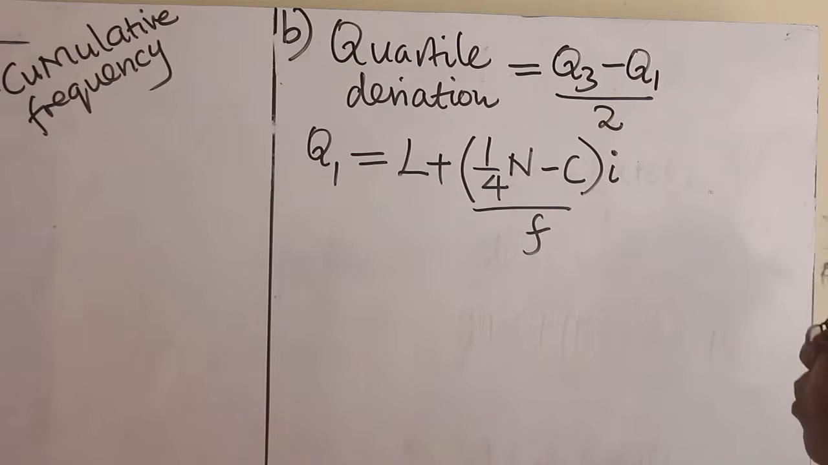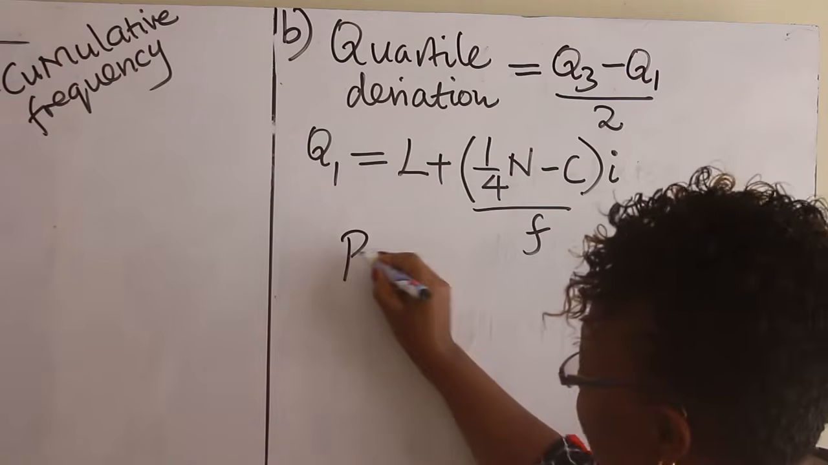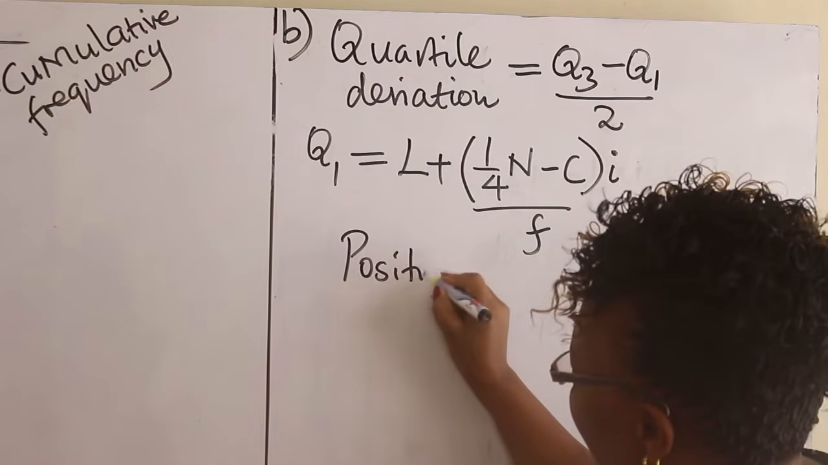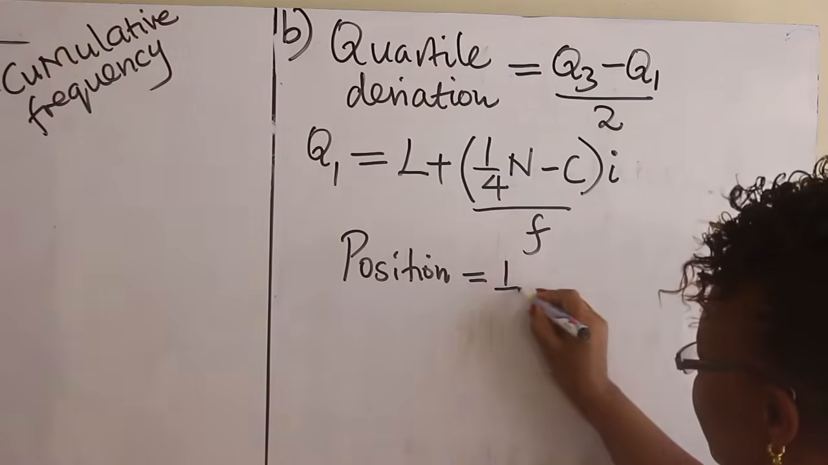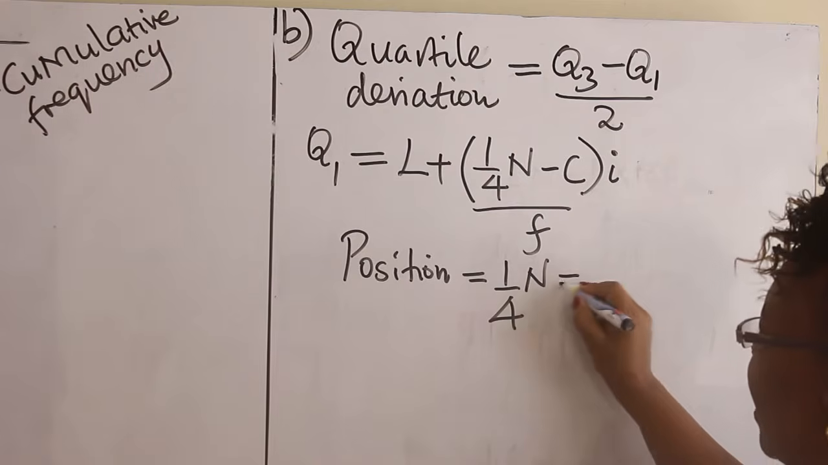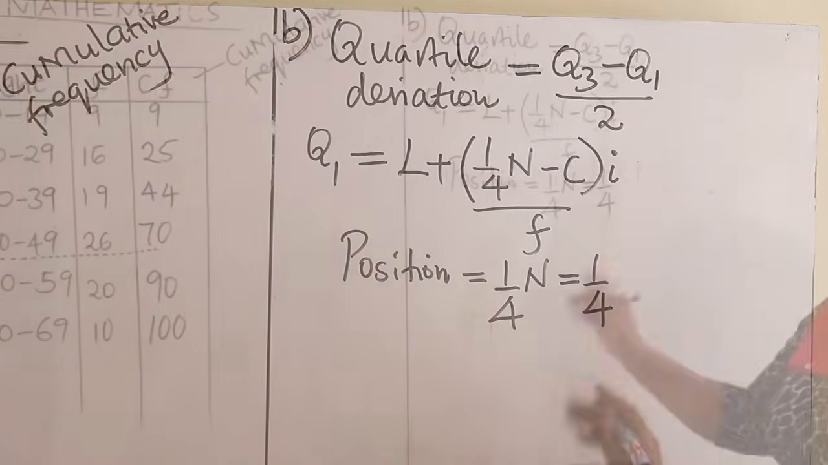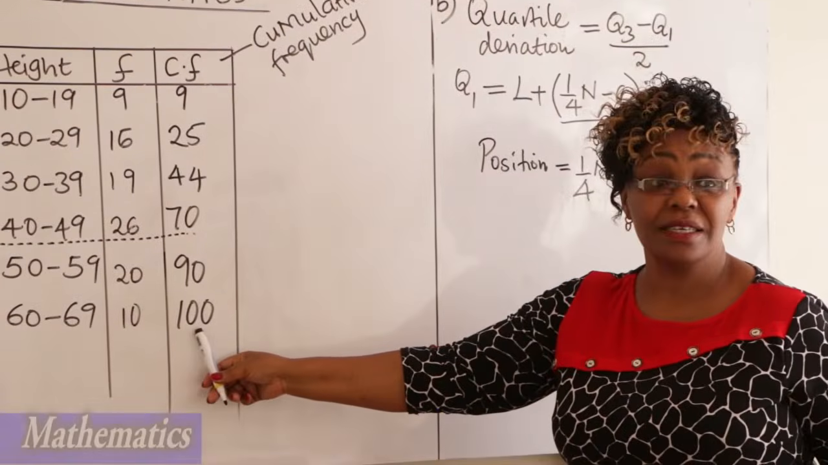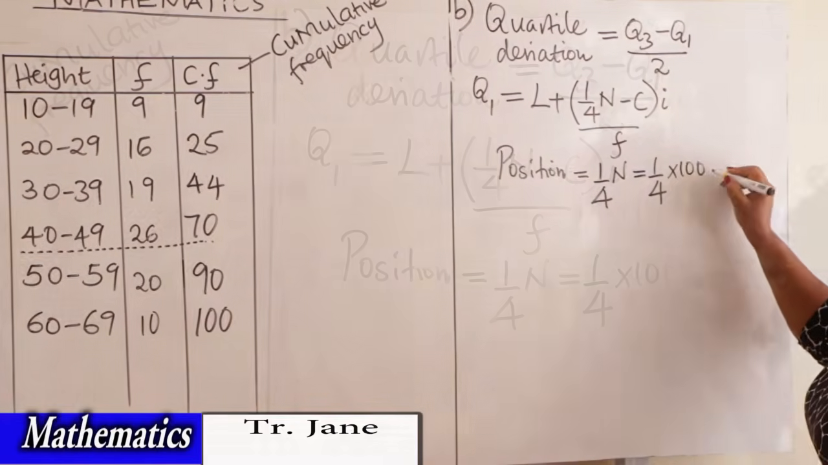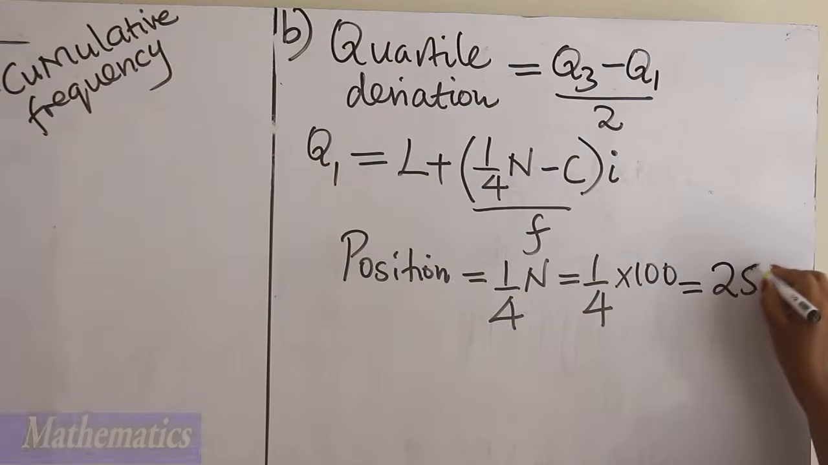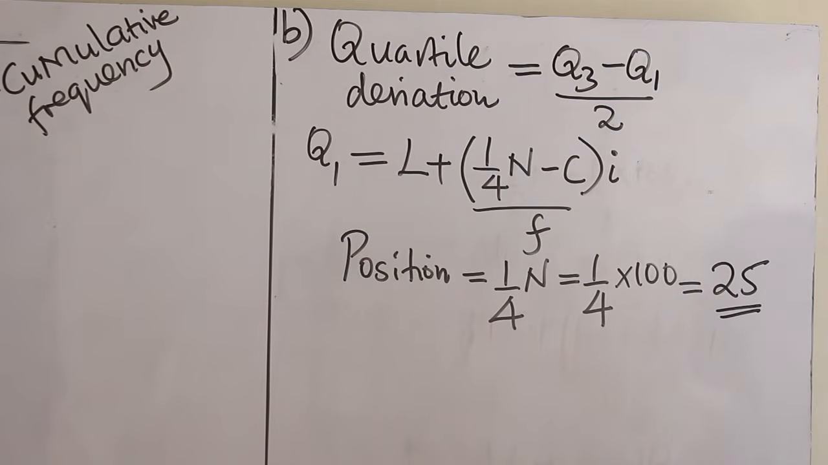And therefore, we first look at the position of the lower quartile. What is the position? We said that its position is a quarter of N. Our N is 100. And therefore, learner, you'll see that our lower quartile falls on the 25th position.